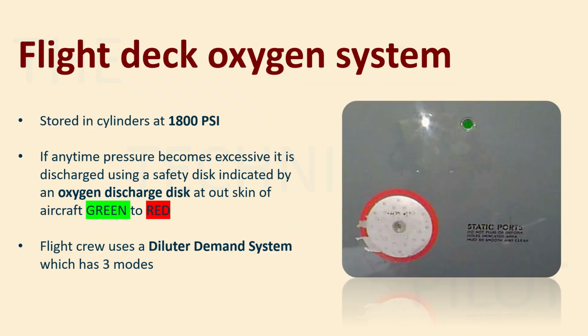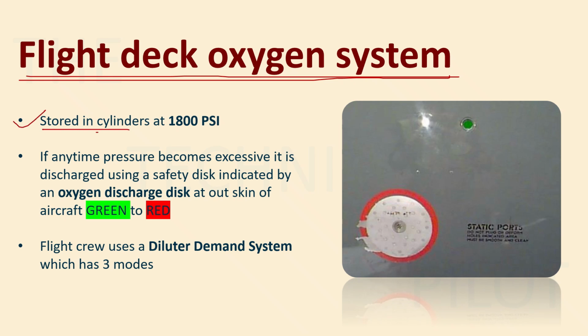All right. Then we have the flight deck oxygen system. This means the oxygen systems that are available for the pilots to use. There are a few points. Firstly, it is stored in cylinders at a pressure of 1800 psi. Remember this: the oxygen cylinders are at 1800 psi. If at any time the pressure becomes excessive, it is discharged using a safety disc, indicated by an oxygen discharge disc at the outer skin of the aircraft, green to red.